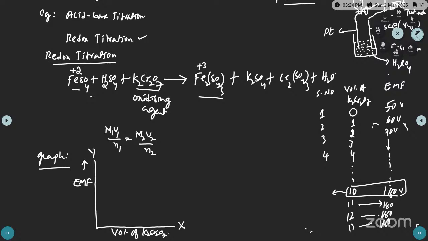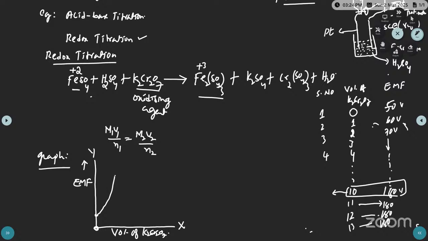So initially the EMF of the solution is somewhat how much it is. For example, at 0 ml volume of potassium dichromate the value is 50. So at 0 ml of potassium dichromate it has some value, and by adding potassium dichromate, the EMF values increase like this.